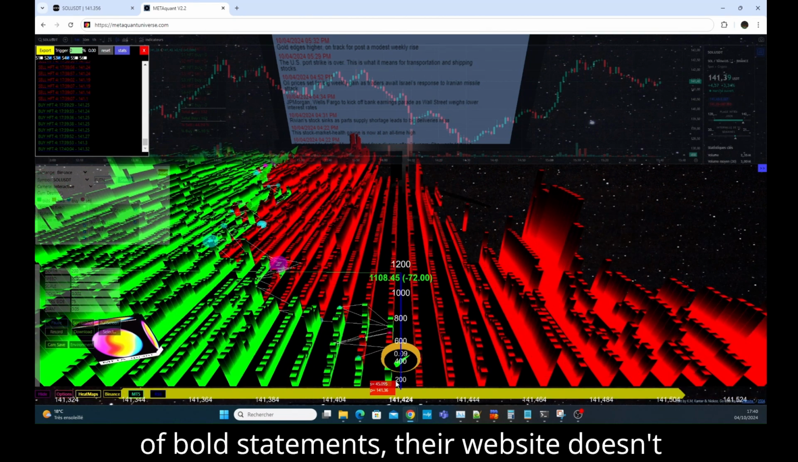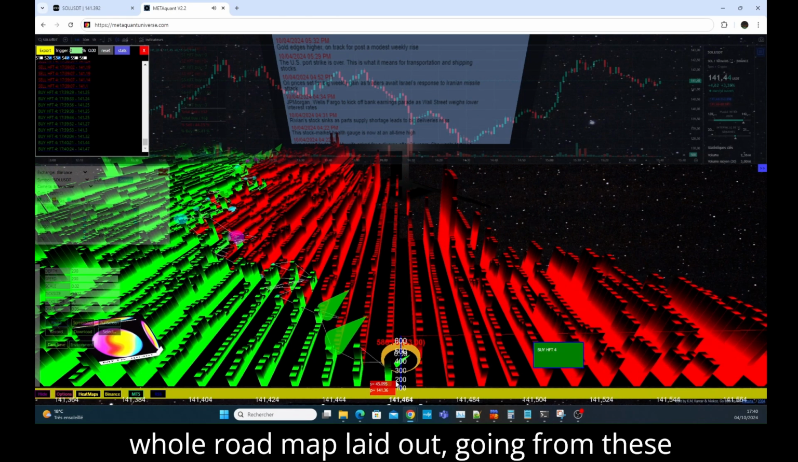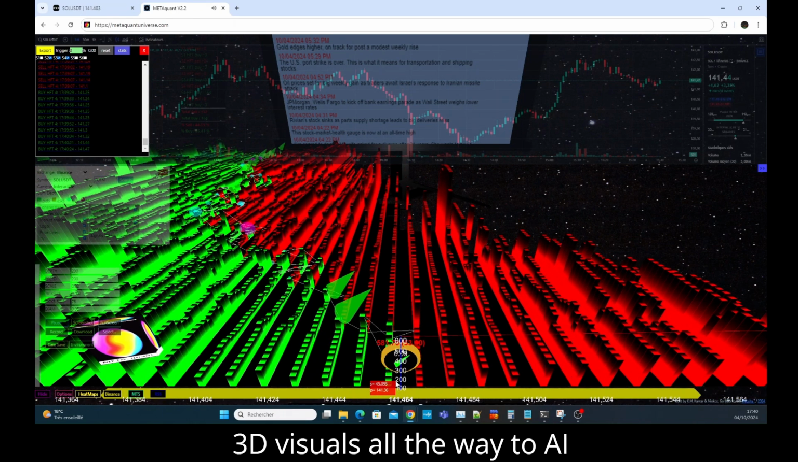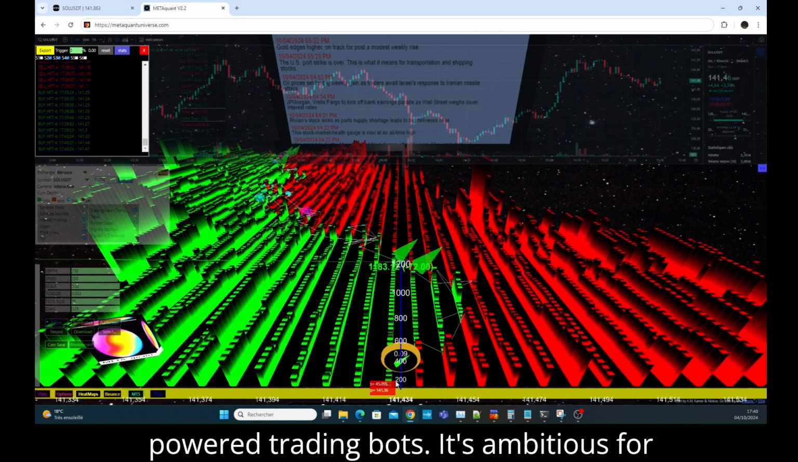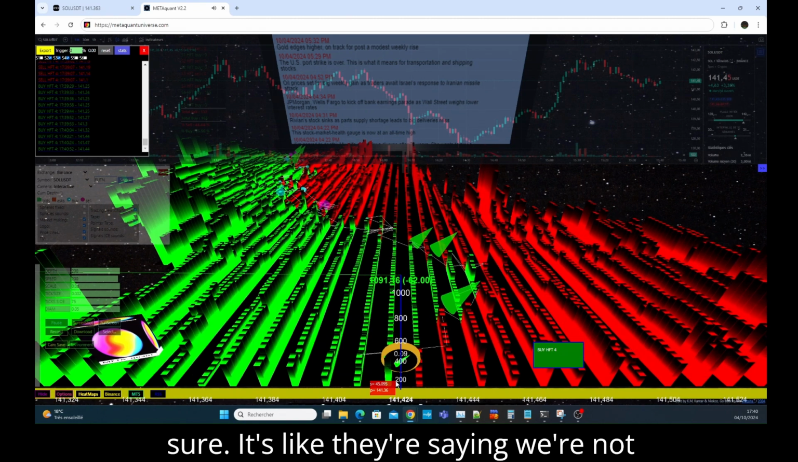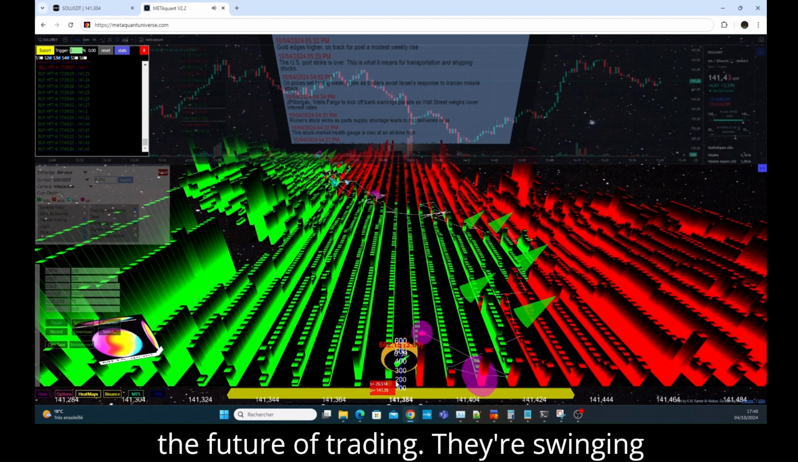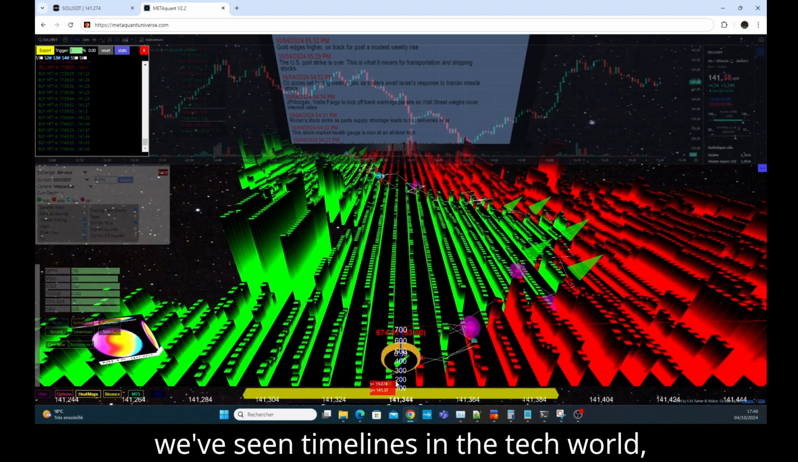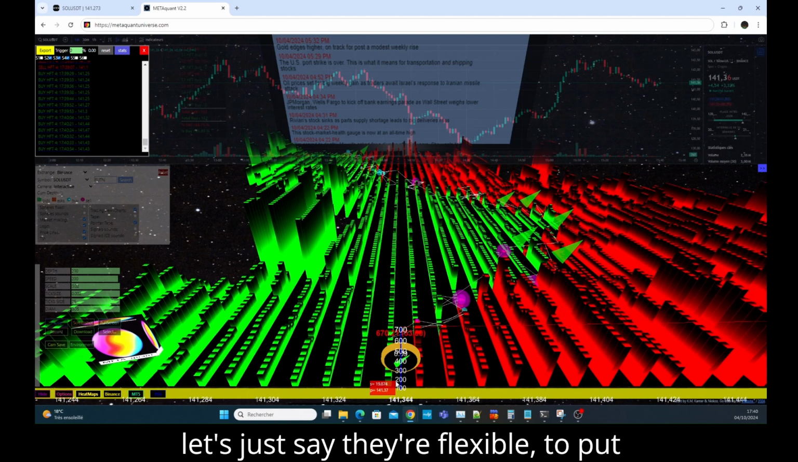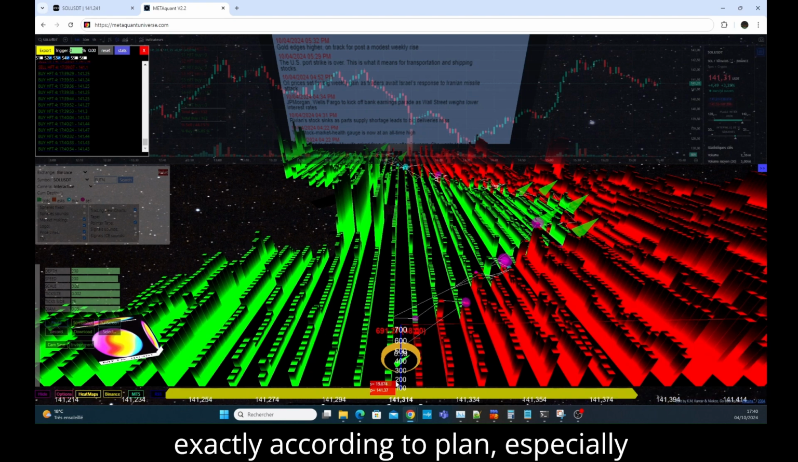And speaking of bold statements, their website doesn't shy away from those. They've got this whole roadmap laid out, going from these 3D visuals all the way to AI-powered trading bots. It's ambitious, for sure. It's like they're saying, we're not just building a platform, we're building the future of trading. They're swinging for the fences, no doubt. Yeah. But as we've seen, timelines in the tech world, let's just say they're flexible. To put it mildly, things rarely go exactly according to plan.